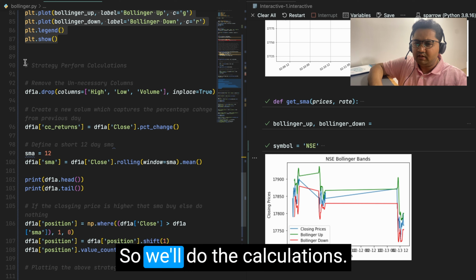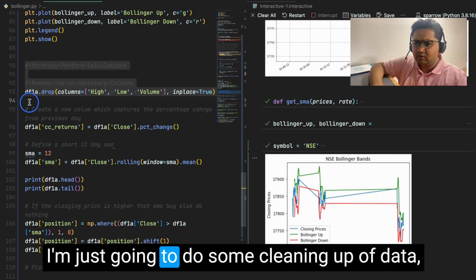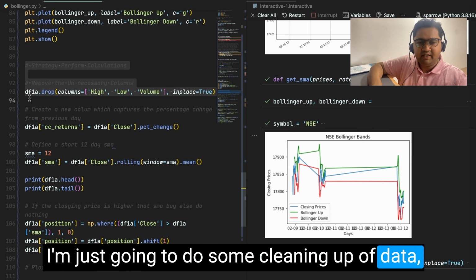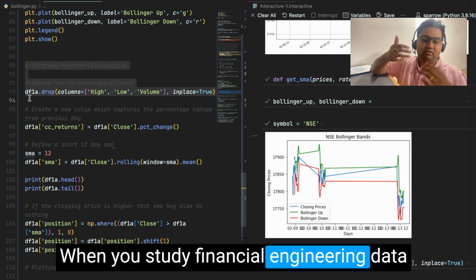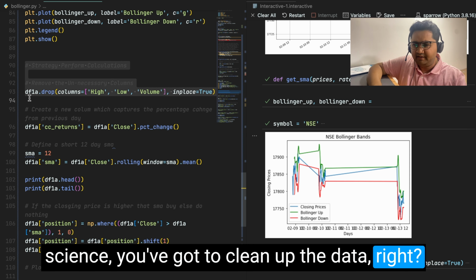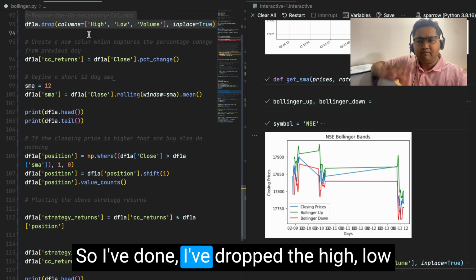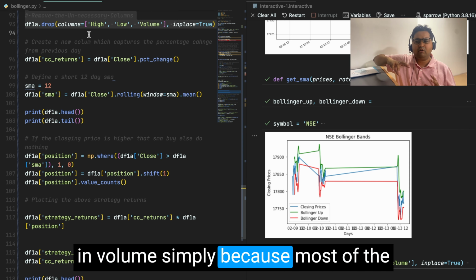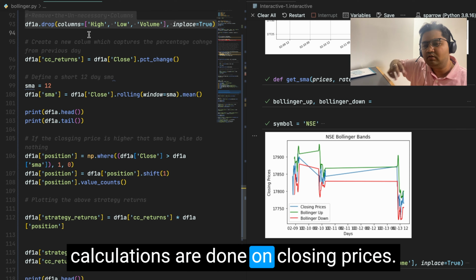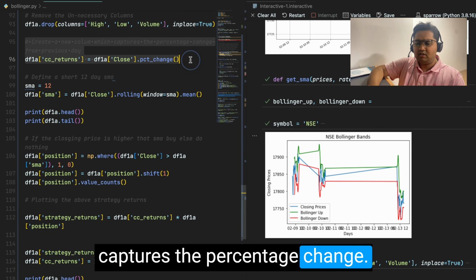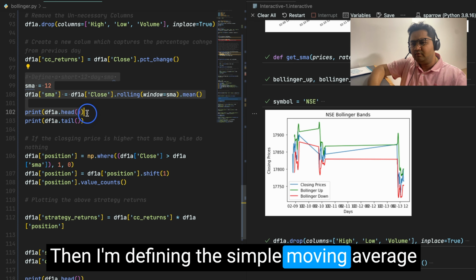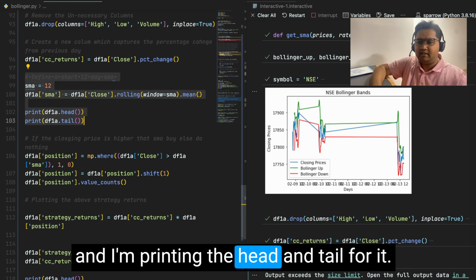All right. So we'll do the calculation. I'm just going to do some cleaning up of data, which is very important when you do this. When you study financial engineering, data science, you've got to clean up the data, right? So I've dropped the high, low, and volume simply because most of the calculations are done on closing prices. So I'll create a new column which captures the percentage change. Then I'm defining a simple moving average and I'm printing the head and tail for it.